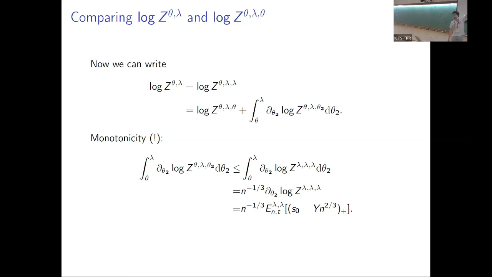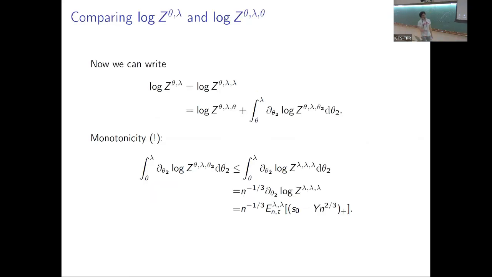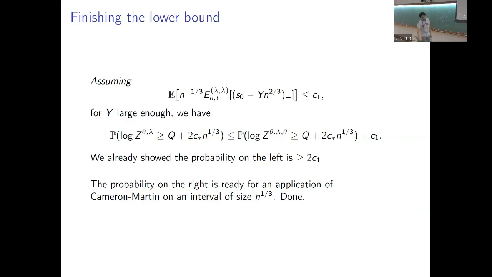It does not use any geometric considerations, except for the fact that in the end we express it in terms of an expectation with respect to the Gibbs measure. So if we assume that this term is okay, then we're basically done. The Cameron-Martin theorem argument works, and we have our lower bound. But now we're still left with showing this assumption here.